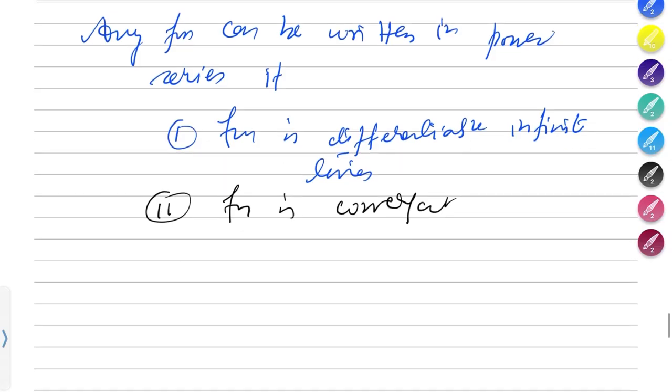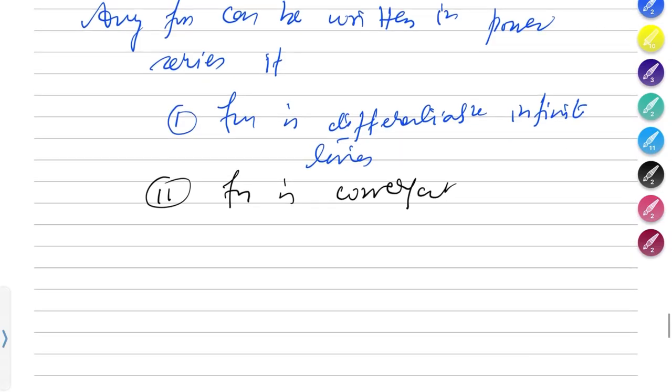That is very important: the function is convergent. There are multiple methods to check whether the function is convergent. So in future we can develop at least one chapter on series. In the chapter on series, we can see the different methods to find whether any series is convergent or not.